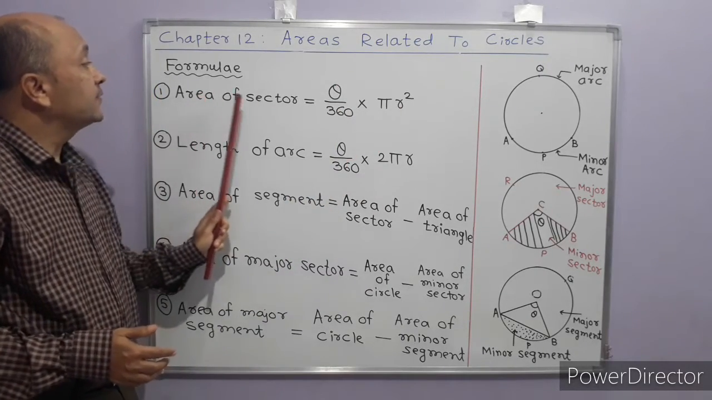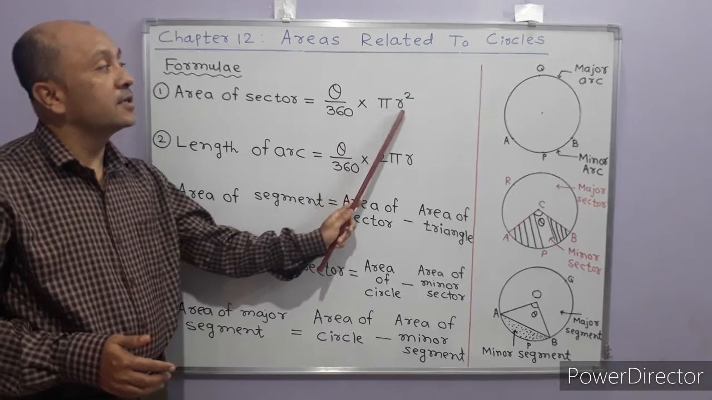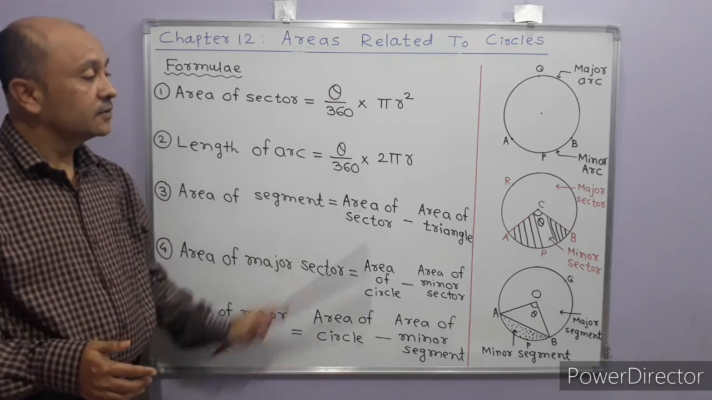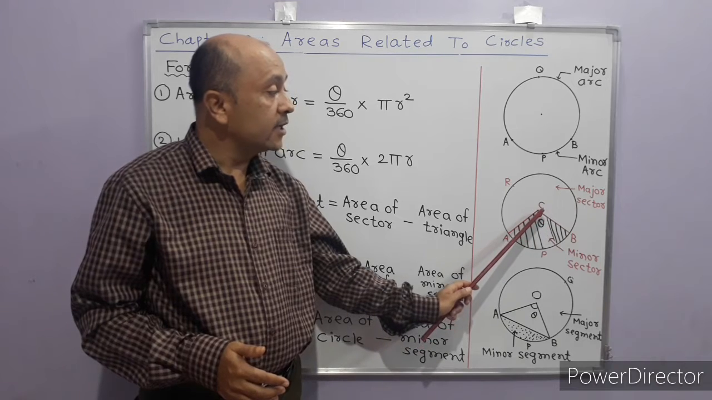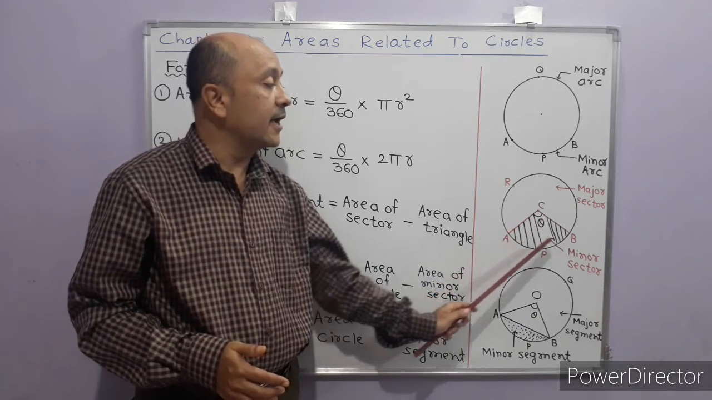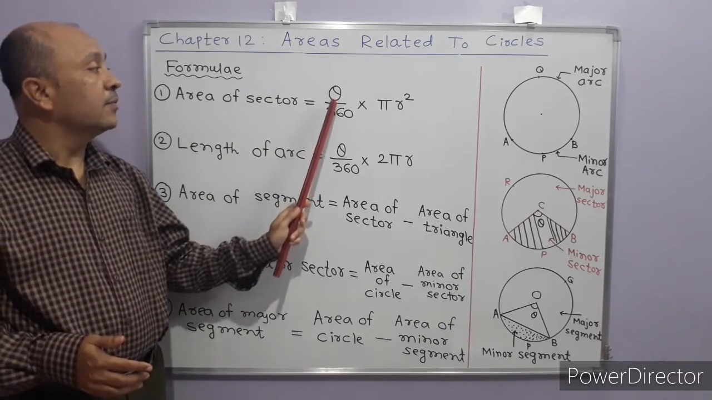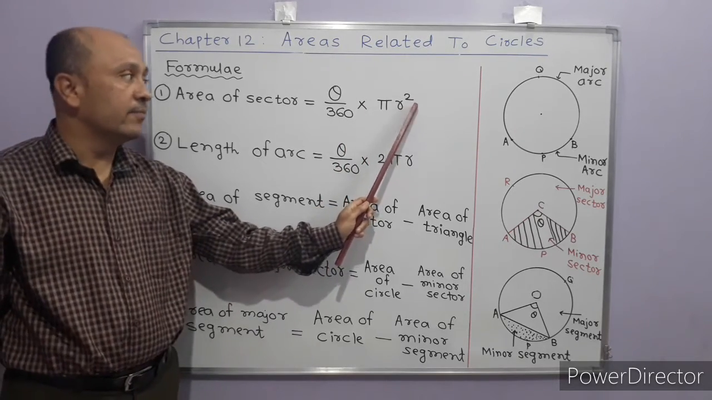See, area of sector is equal to theta upon 360 multiplied by pi r square. What is theta? Theta is a Greek alphabet. Theta is actually the central angle. The angle at the center of the circle is called theta, the central angle. So area of minor sector is equal to theta upon 360 multiplied by pi r square. That is a formula you have to remember.